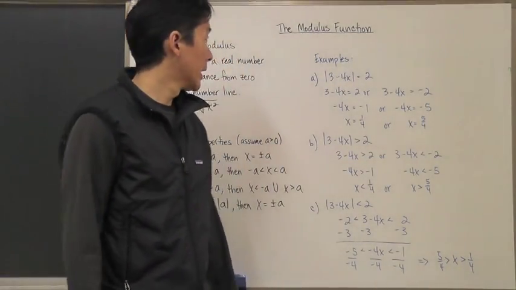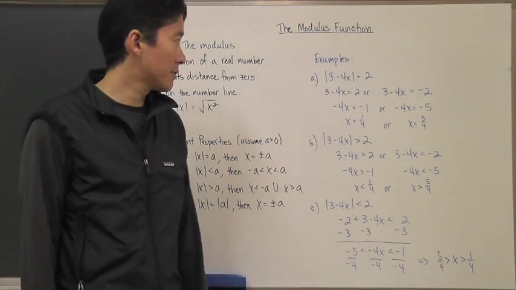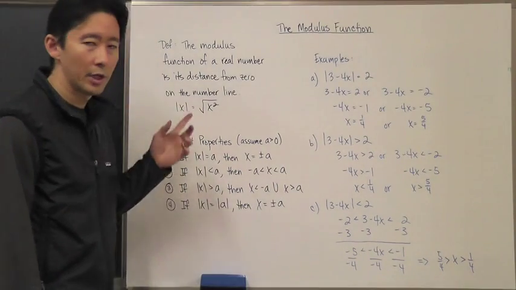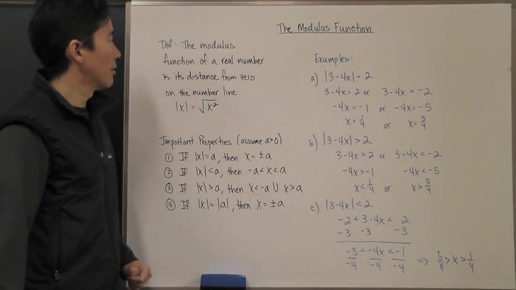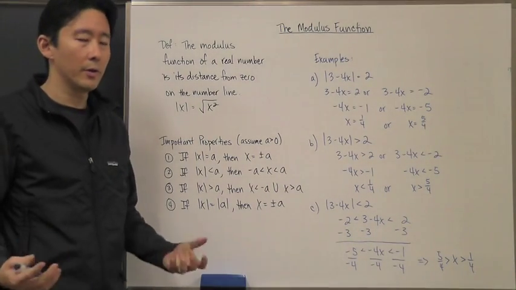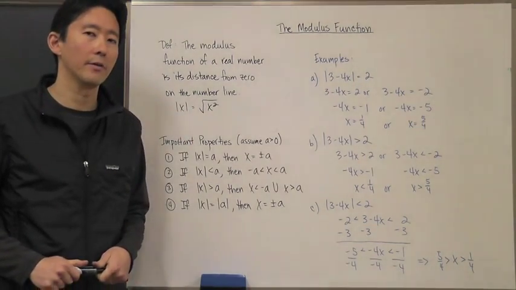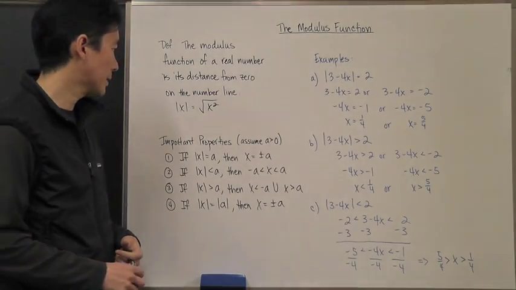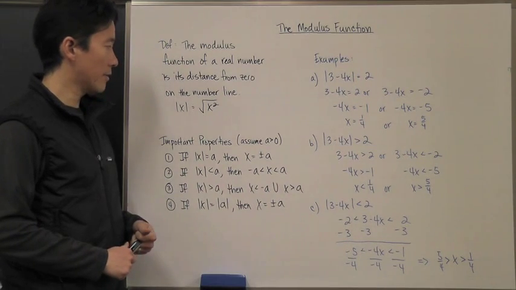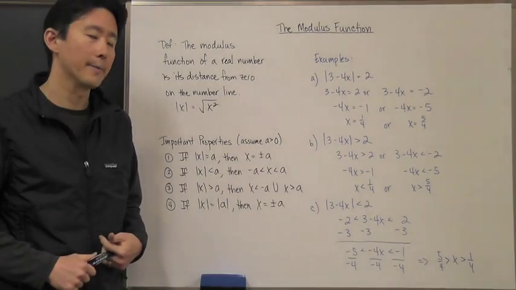Okay, hello everyone. Let's take a look at a particular function that we'll look at next, called the modulus function. By definition, the modulus function of a real number is its distance from zero on the number line. You've often seen this written as the absolute value function, or the absolute value of x. Another interpretation of the absolute value of x is the square root of x squared.